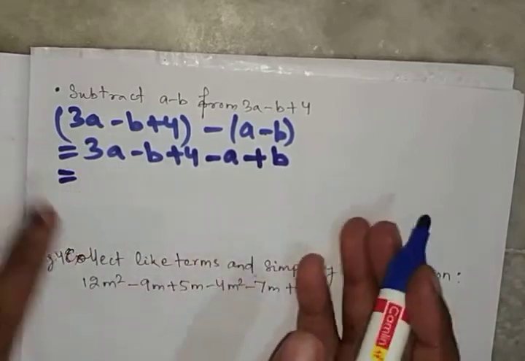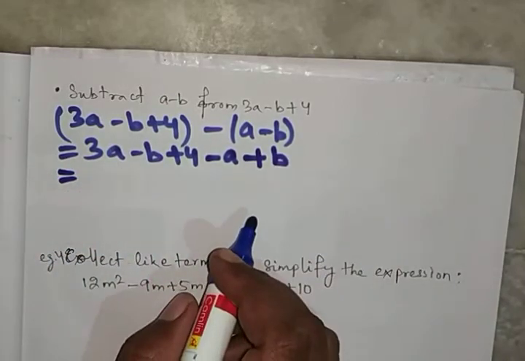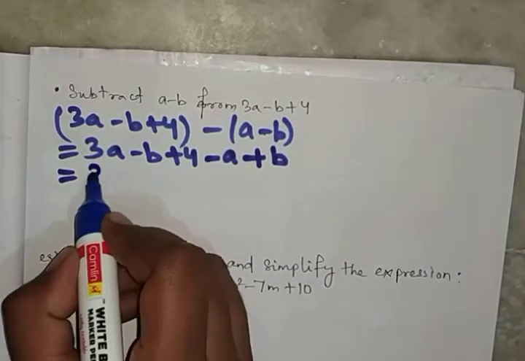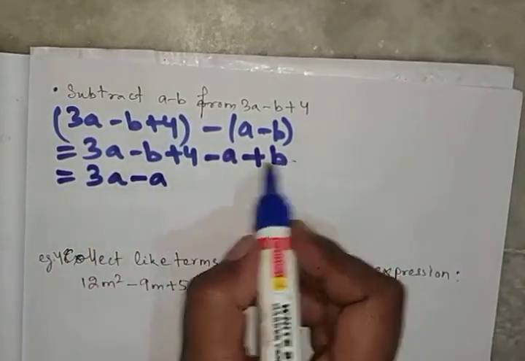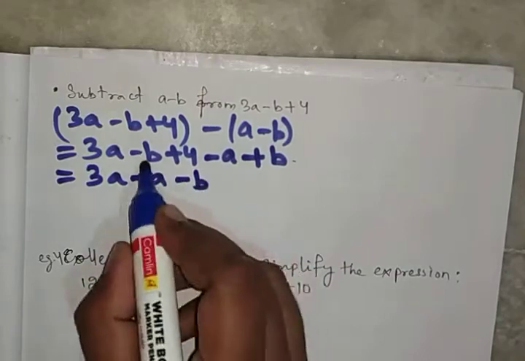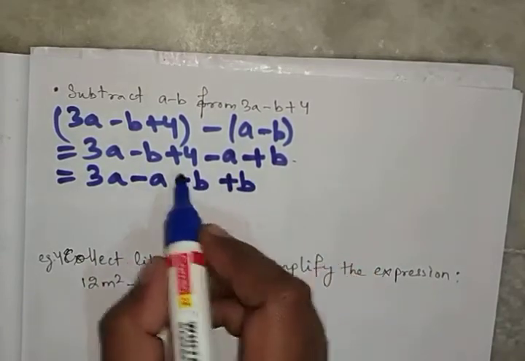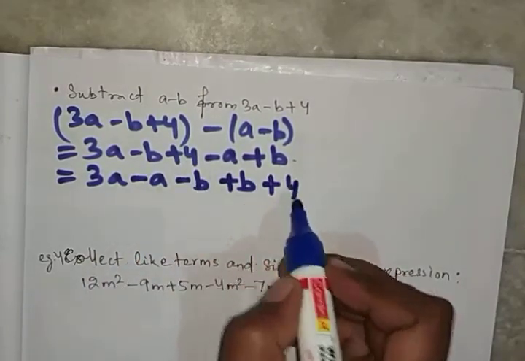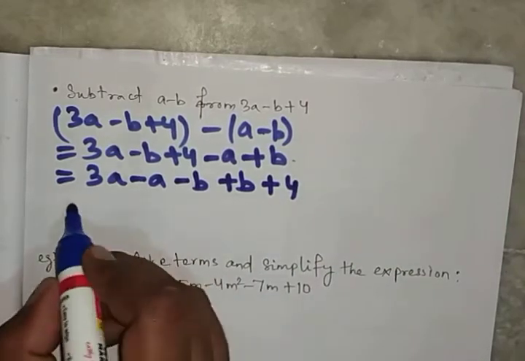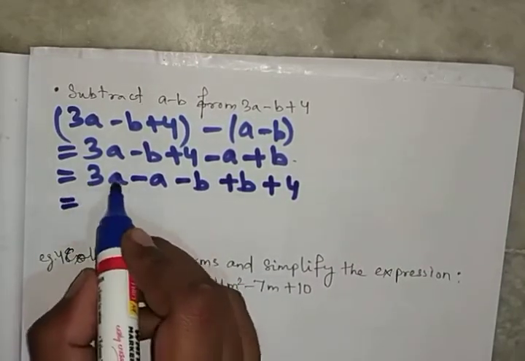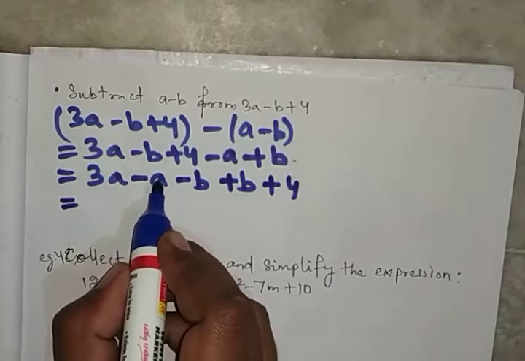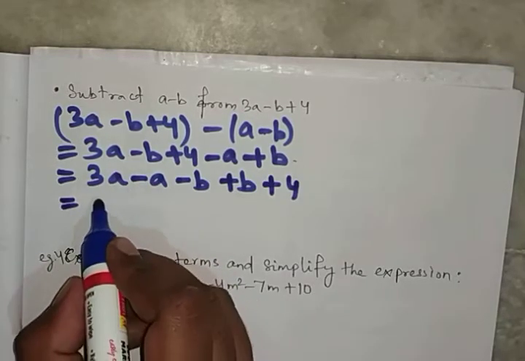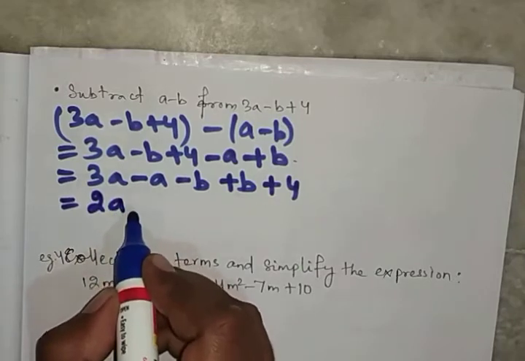Next, you will rearrange the like terms. So 3a is there. Write 3a minus a. Next, the b like terms: minus b plus b. Next, plus 4. So what will you get? 3a minus a means 3 minus 1. a means 1a. So 3 minus 1 is how much? 2a. Okay.